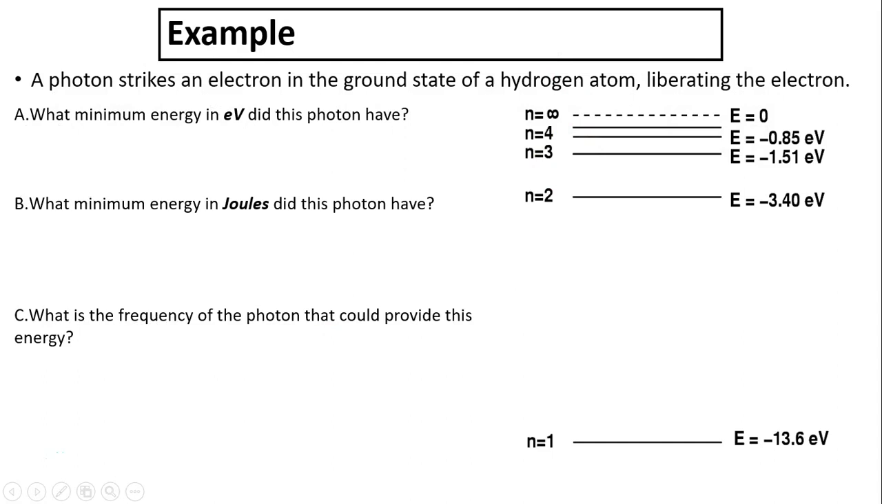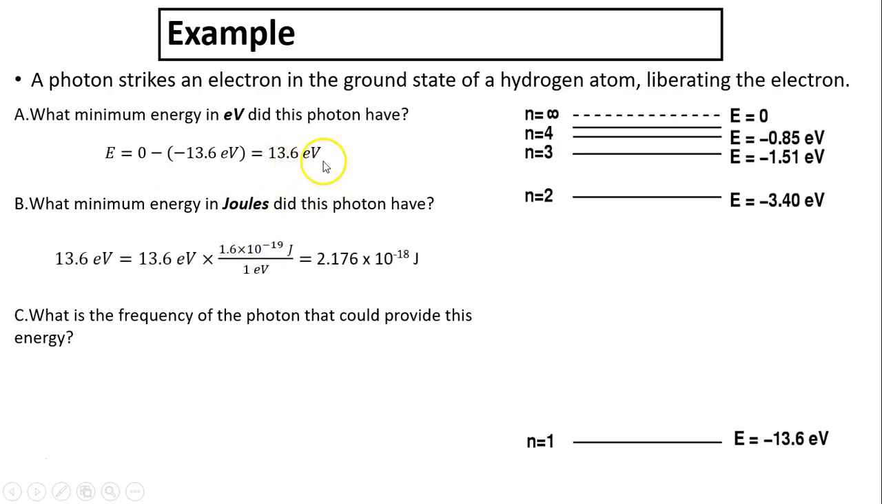Another example: a photon strikes the electron in the ground state of the hydrogen atom, liberating the electron. What is the minimum energy in eV this photon had? In order to liberate the electron in the ground state, the electron must absorb at least 13.6 electron volts. How much of this energy is in joules? To convert electron volts to joules, remember we multiply by 1.6 times 10 to the negative 19 joules. We have 2.176 times 10 to the negative 18 joules.